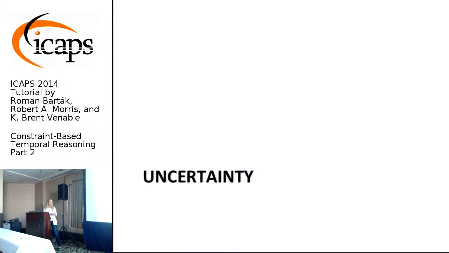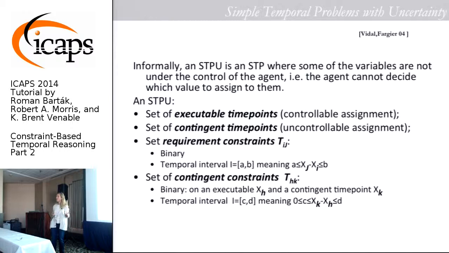Okay, so now we're going to consider an extension that considers uncertainty. The idea is, we're going to take STPs again and extend them with uncertainty. How? What is the type of uncertainty we want to model? It's on the occurrence of certain time points. Okay, so let's look at this example.